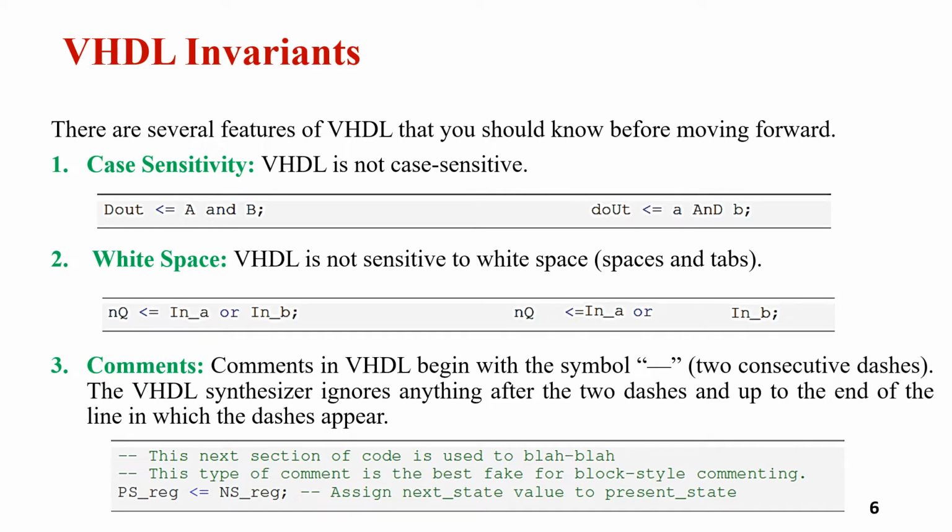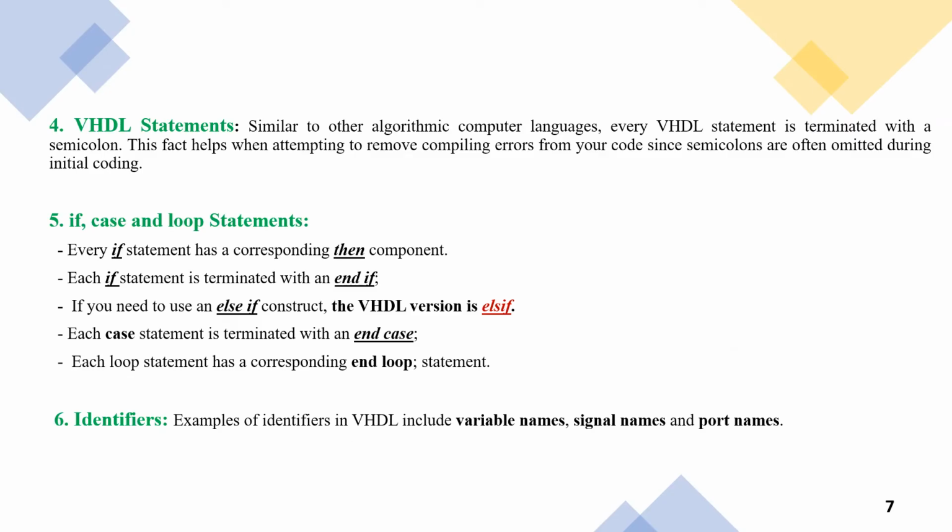Second is white space. VHDL is not sensitive to white space or tabs. If you want to write any comments, you can create them with two consecutive dashes. The VHDL synthesizer ignores anything after two dashes. Every statement in VHDL must be terminated by a semicolon.